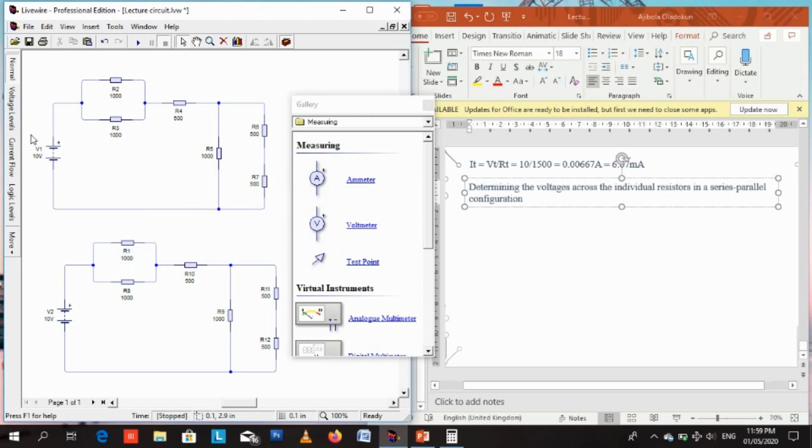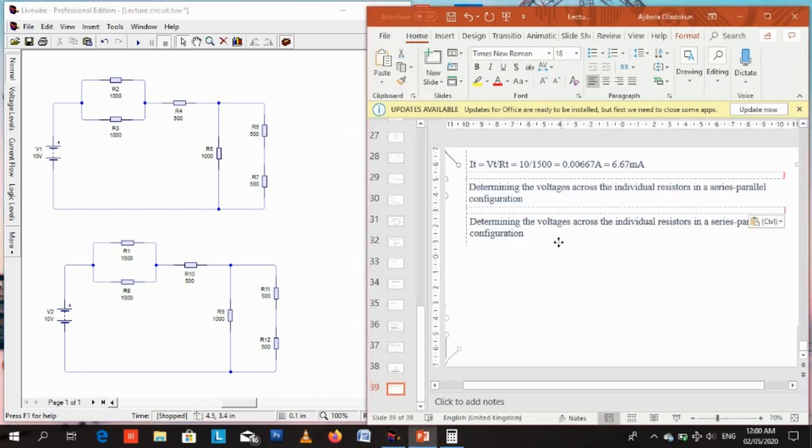So we want to now obtain the voltages across the individual resistors. We have about 1, 2, 3, 4, 5, 6 resistors here. So we want to get six voltage values for each of these resistors, and some of them are in parallel, some of them are in series. So we cannot use just one formula, one rule, to obtain the individual voltages for all these resistors. You have to combine the rules that we've learned thus far. So let's continue.